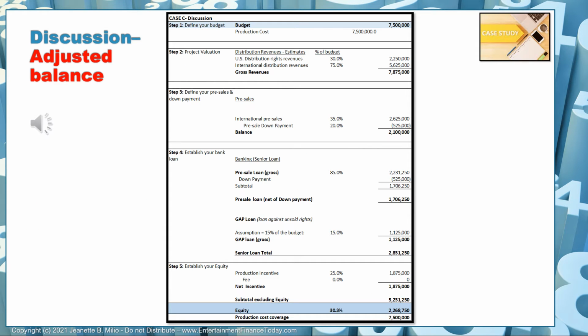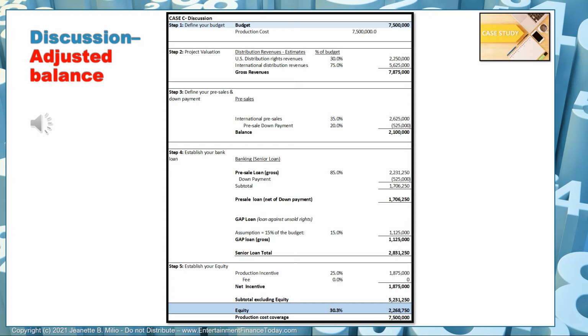So when we look at our entire finance plan for this case study 3 for our discussion post, you see here the increased budget of $7.5 million. And this increased budget obviously follows through when we are looking at the project valuation, because here we see that the international distribution rights revenues of 75% of 7.5 million now are 5,625,000. So they're higher than they were with our original movie at $5 million.